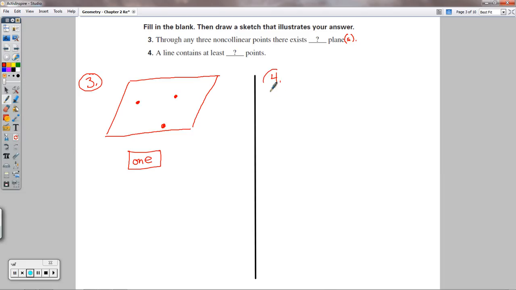So number 4, a line contains at least blank points. So how many points do you need? Another postulate about points and lines. Here, how many points do you need to make a line? You need 2. So you have to have at least 2 points to define where the line is going to be. So are there actually more points than that on any given line? Sure are. There are an infinite number of points on any given line, but you need at least 2 points to determine where that line is.